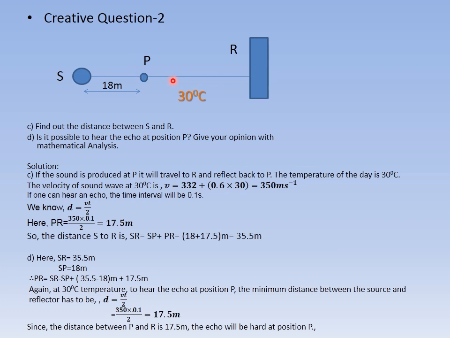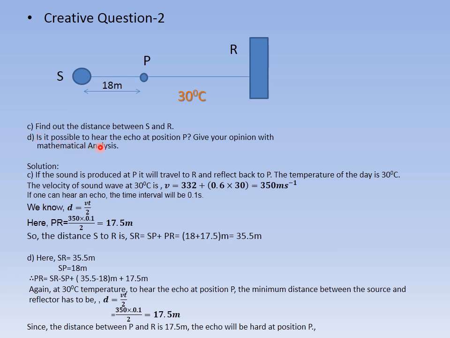That means the distance between P and R is 17.5, and there is another distance between S and P, which is 18. You have to do this sum, which is SP plus PR. SP plus PR means SR. So 18 plus 17.5 is equal to 35.5. This is the distance between source and reflector.